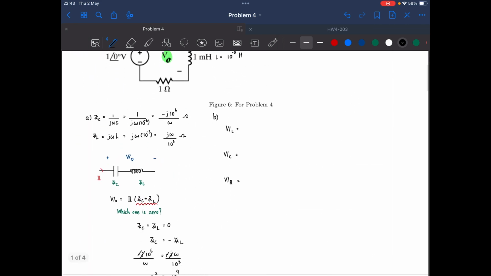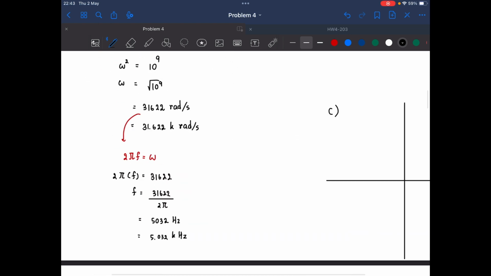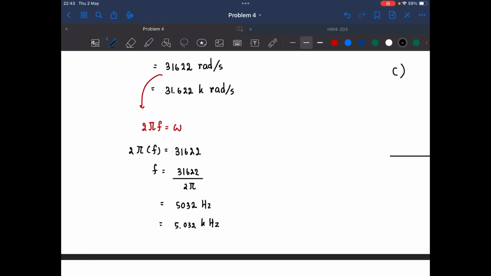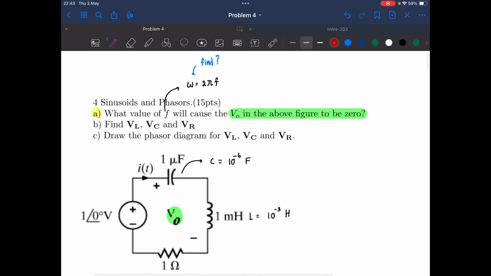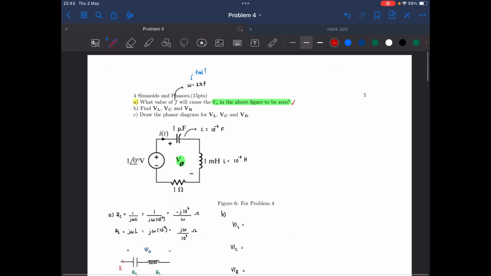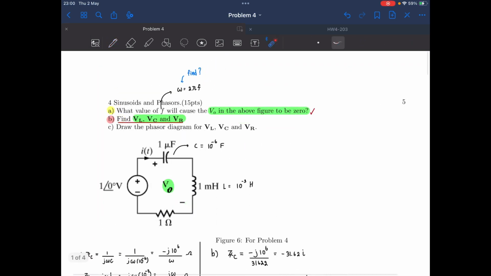So we know that this frequency will cause the V0 to be 0, and then we finish problem A here. Let's continue with problem B here.